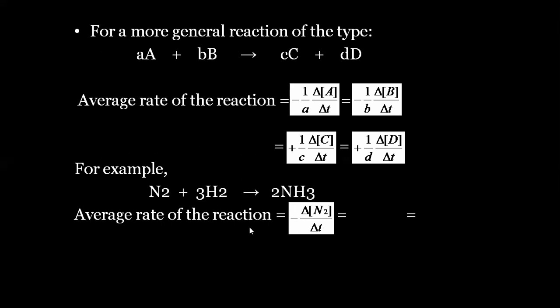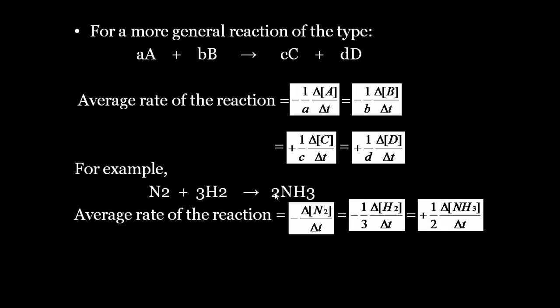If it is changing 3 times, we will divide it by 3. If we divide it by 3, the change becomes 1 time now, so this and this will remain the same. The same thing for ammonia: it is changing 2 times, so if I divide it by 2, again it will become the same. So that is why we actually divide by the stoichiometric coefficient.